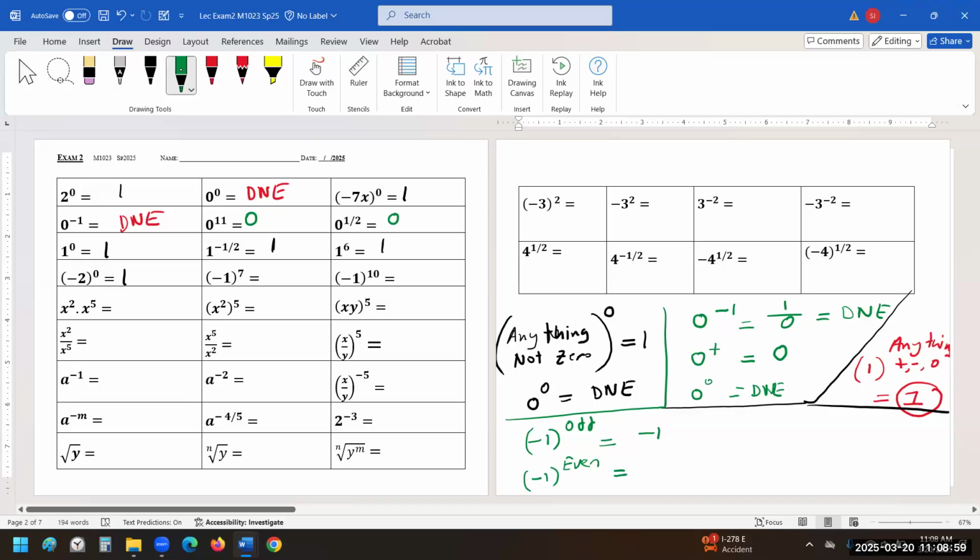And then for even, there are two scenarios actually. I forgot to tell you that before. If you have -1 to an even whole number, and if you have -1 to an even fraction, there are two scenarios.